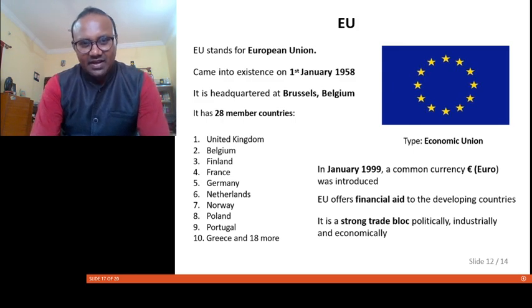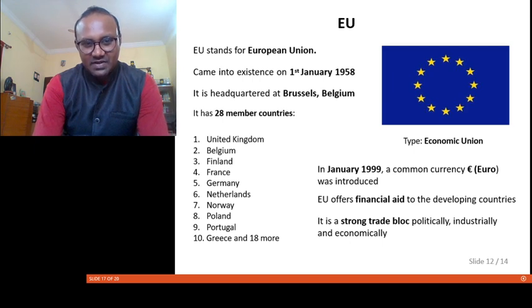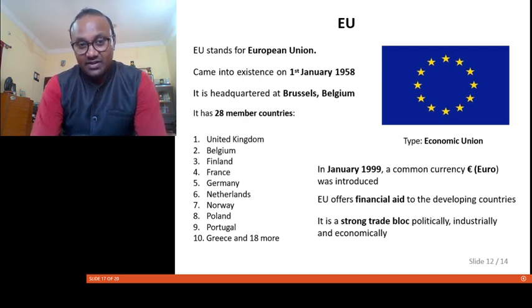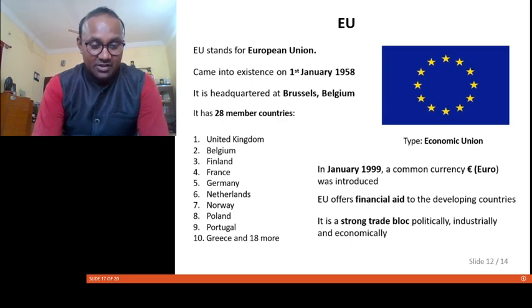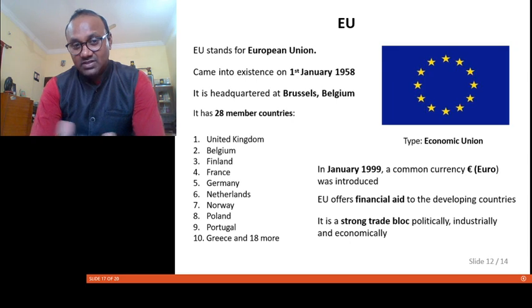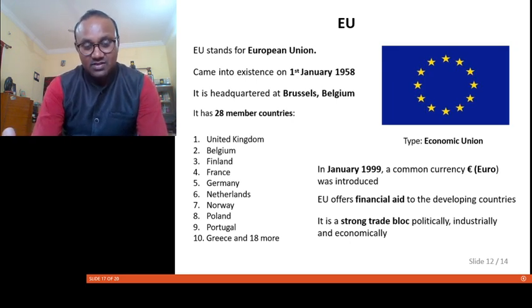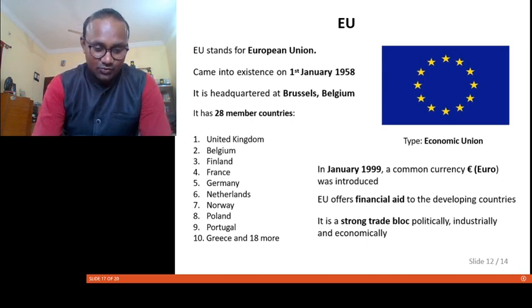Very significantly, in the year 1999, they established the euro as a common currency. So a lot of business transactions take place with that currency, and it offers financial aid to all the developing countries. That's one of the reasons that affected the United Kingdom, because a lot of financial funding was going from the UK to many other countries like Greece that went through a lot of economic trouble because of poor internal management. It is one of the biggest trade blocs because all the major countries of the European Union are members of the EU.